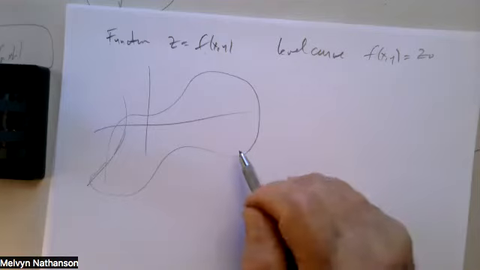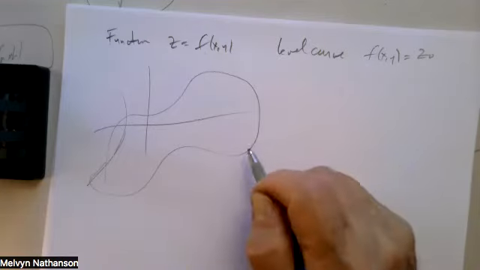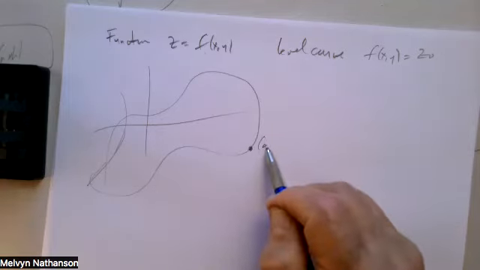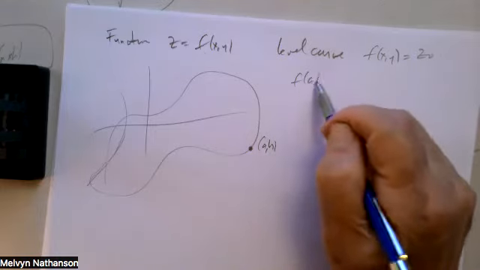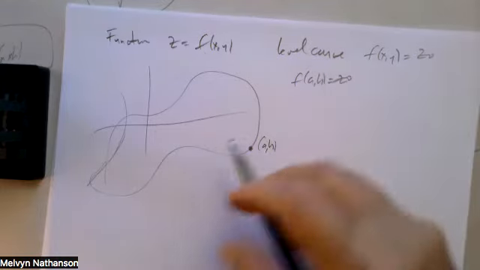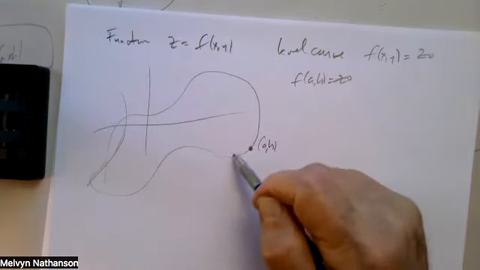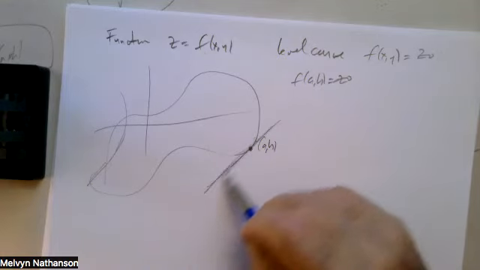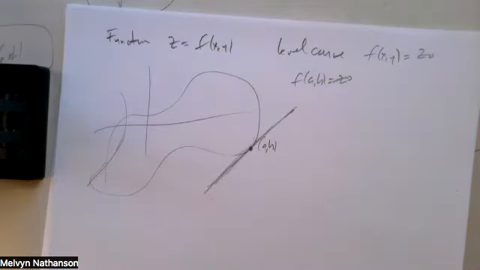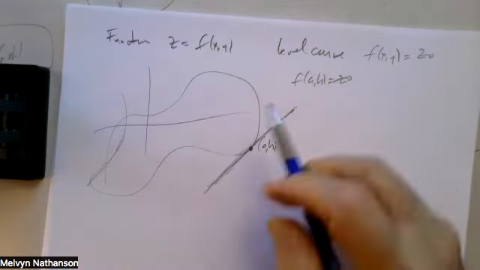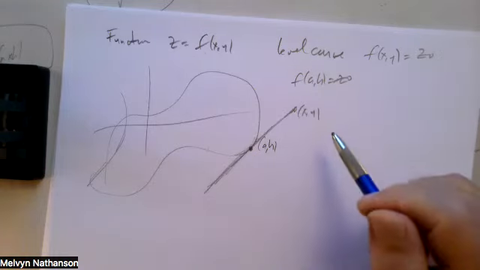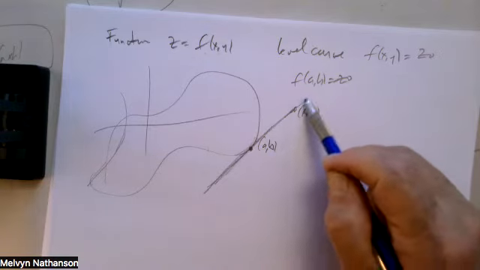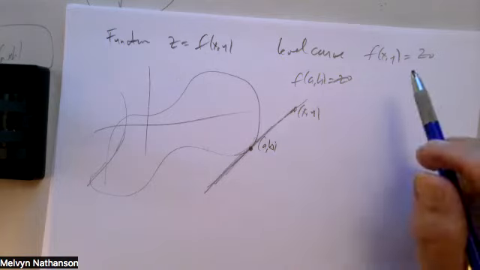And at a point, so let's say that (a, b) lies on this curve. So f of (a, b) is equal to z naught. And at this point (a, b) on the curve, there's a tangent line. That's the tangent line. And suppose (x, y) lies on that tangent line. And I want to find an equation for the tangent line to this level curve.